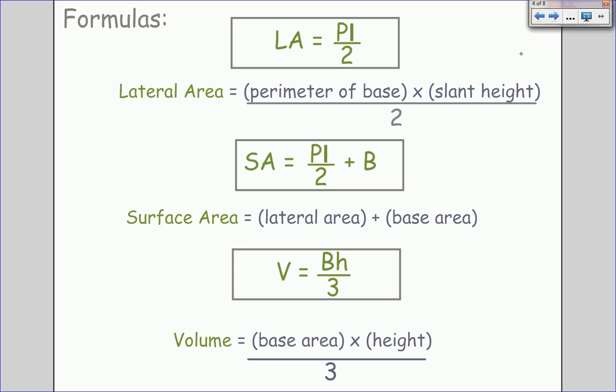So the formulas you need to know to find the lateral area, surface area, and volume of the pyramid are as follows. The lateral area is the perimeter of the base times the slant height divided by 2. The surface area is the perimeter of the base times the slant height divided by 2, plus the area of the base. In other words, the lateral area plus the area of the base, because there's only one base, so we only need to add in one of them. And then the volume formula for a pyramid is the area of the base, big B, times the height of the pyramid, divided by 3. It's important that you divide by 3 and 2 here.